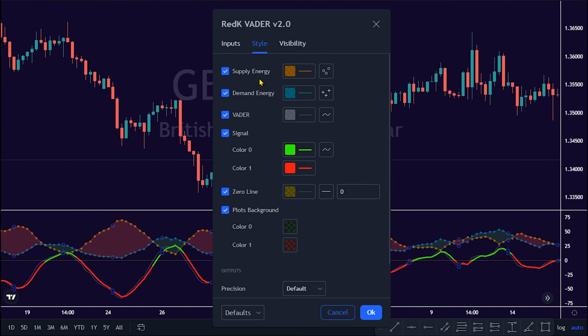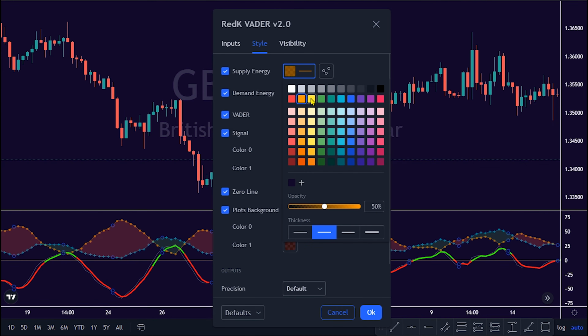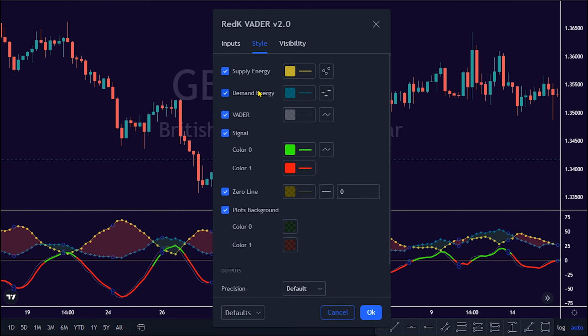Under the Style selection, there's the supply energy. Let's modify the supply energy color to be yellow. We need to increase the opacity level a little bit. 75% opacity color is okay. The demand energy, light blue color here, is okay.